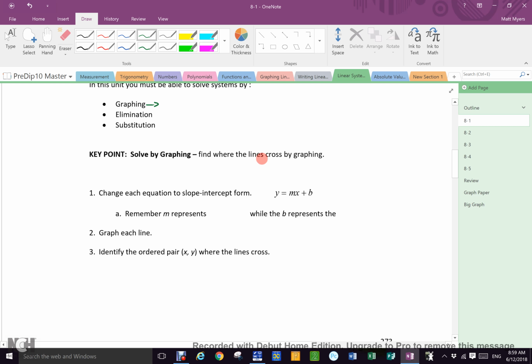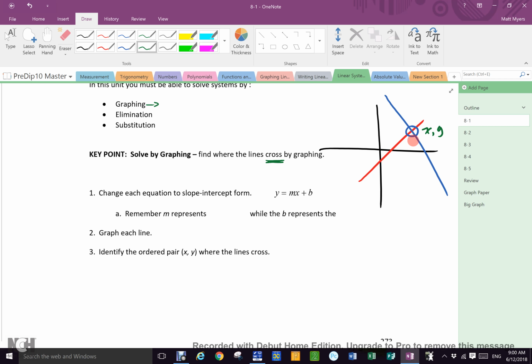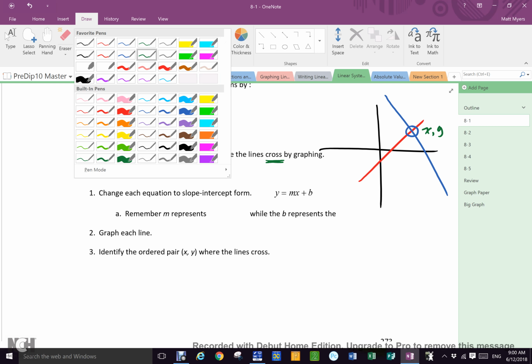To solve by graphing, you find where the lines cross. Why does that make sense? There's a red line. There's a blue line, correct? That point right there has an x and a y value, yes? That x and y is on the red line and the blue line. So it is the solution to that system. Is everybody good? What if I added a third line that went through there as well?